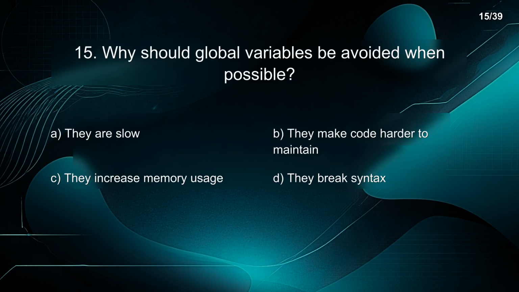15th question. Why should global variables be avoided when possible? A. They are slow. B. They make code harder to maintain. C. They increase memory usage. D. They break syntax. Correct answer is B. They make code harder to maintain.